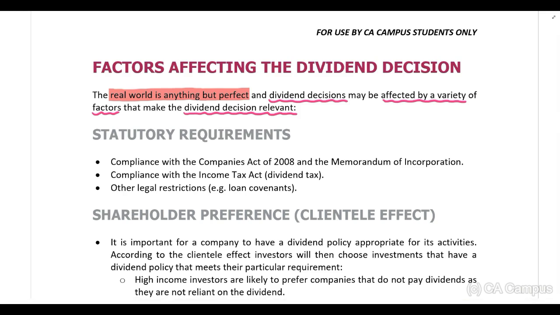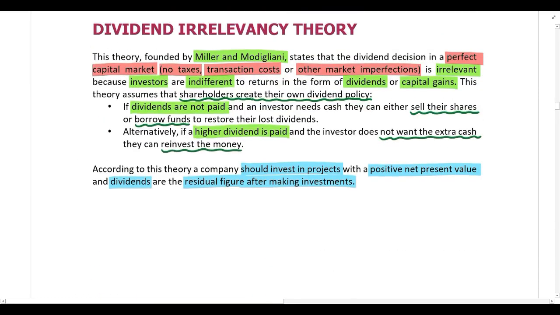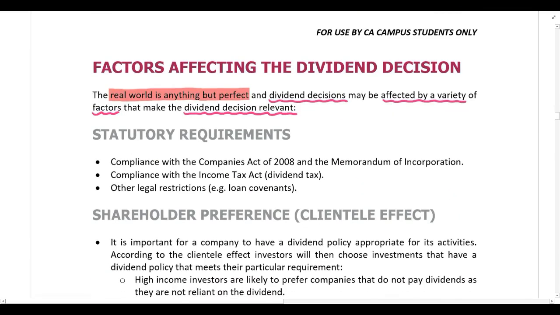First, all companies need to comply with statutory requirements. So statutory requirements includes things like compliance with the Companies Act and the company's Memorandum of Incorporation. In addition to that, companies also need to comply with the Income Tax Act. So if you go back to the previous page, we saw that in a perfect capital market there are no taxes. In the real world, we know that that's not true. We know if a company pays dividends, there's dividends withholding tax. In addition to that, companies also need to comply with other legal restrictions such as loan covenants.